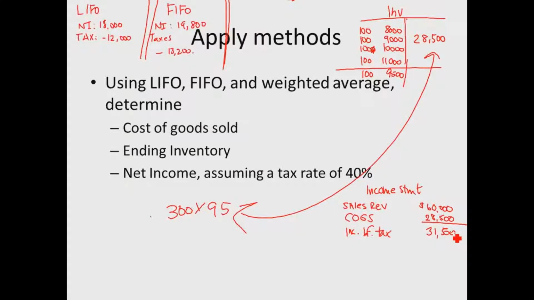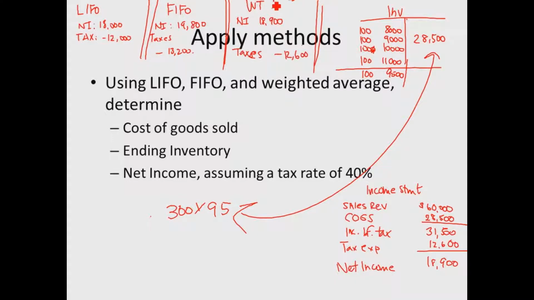Okay, what is my tax burden under this? Okay, so what is my net income? So my net income is $18,900. My taxes are minus $12,600. So which method do you like best? You just like it?